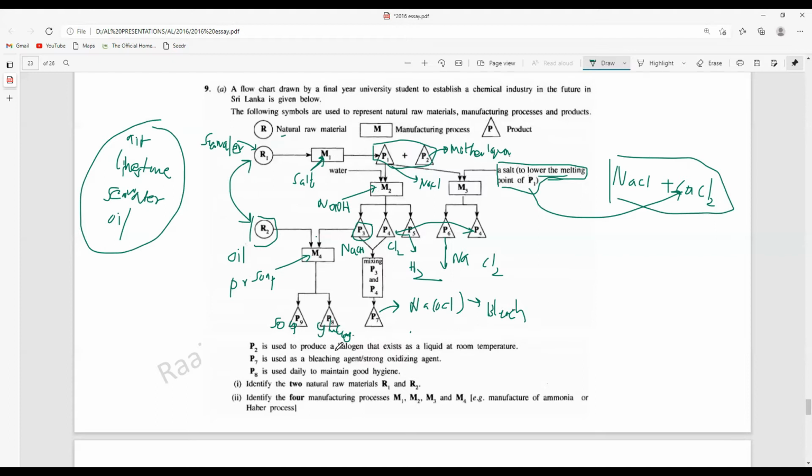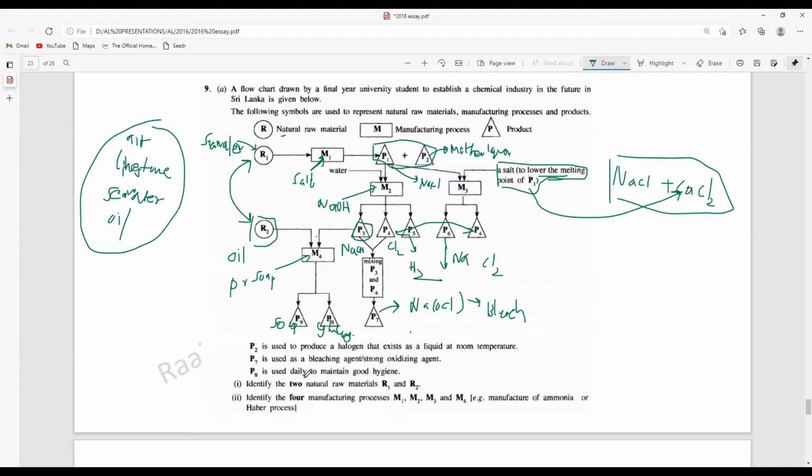P2 is used to produce a halogen that exists as a liquid at room temperature. So what was P2? Mother liquor. So we use this to produce Cl2. So it is very normal. P7 is used as a bleaching agent. So we have NaOCl. So it's used to produce a bleaching agent, right?